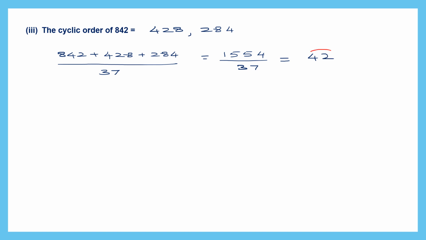So we've got all three answers. So this is the third answer. So when we divide the sum of 842 and two other numbers arranged in cyclic order by 37, our quotient is 42.